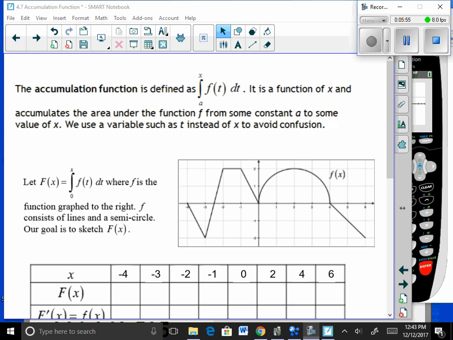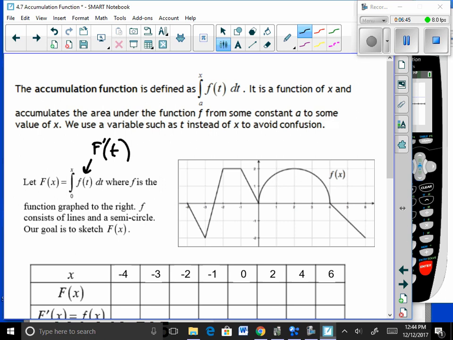Okay, so let F of x be the function, the integral from 0 to x of f of t dt, where f is the function graphed. F consists of lines and a semicircle, and our goal is to sketch the graph of capital F. Notice they have lowercase f in the integral, and capital F. Basically, they could have called that lowercase f capital F prime. But a lot of times they like to put a lowercase letter to represent something that was a derivative and a capital letter to represent its antiderivative. I usually don't like that notation, so I'll usually just put a prime on one and not on the other. But the AP test does like that notation, where they use a lowercase for something that was a derivative and a capital for the antiderivative.